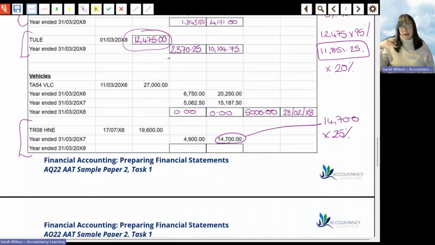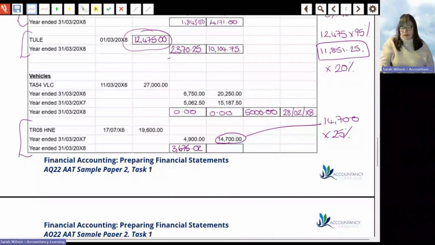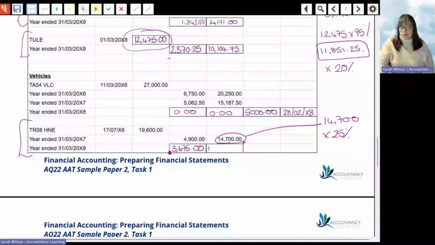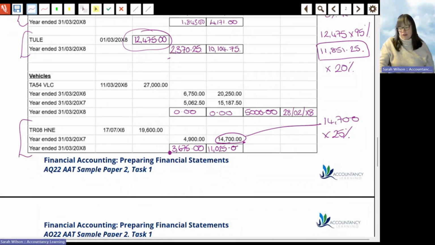So with our diminishing balance method, we always take our carrying amount, the remaining balance of that non-current asset, and depreciate that amount, which will give you 3,675. Then you take the depreciation here off of your carrying amount to give the new carrying amount of £11,025. And remember, all of our figures are to 2 decimal places.